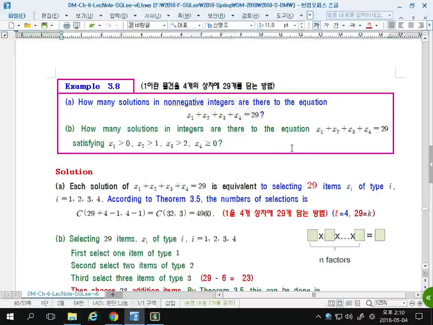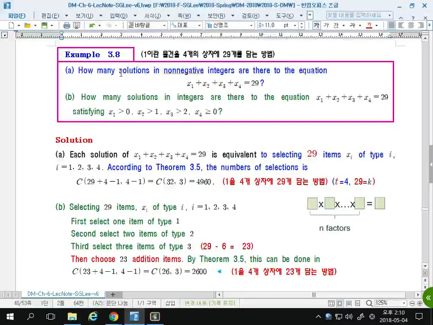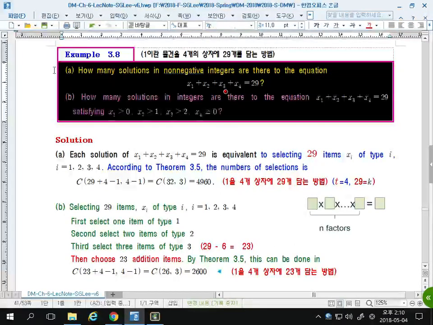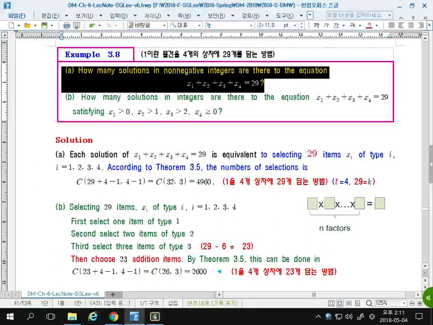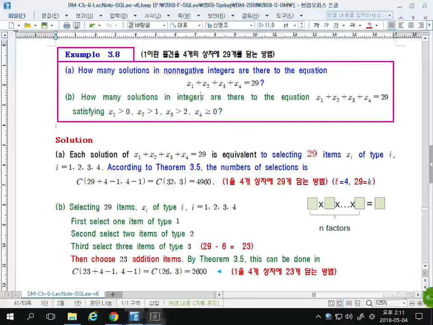455. Okay. Next. How many solutions in non-negative integers are there to the equation x1 plus x2 plus x3 plus x4 is equal to 29? How can we consider this? Okay, so this problem can be considered as objects of 1, so natural number 1.